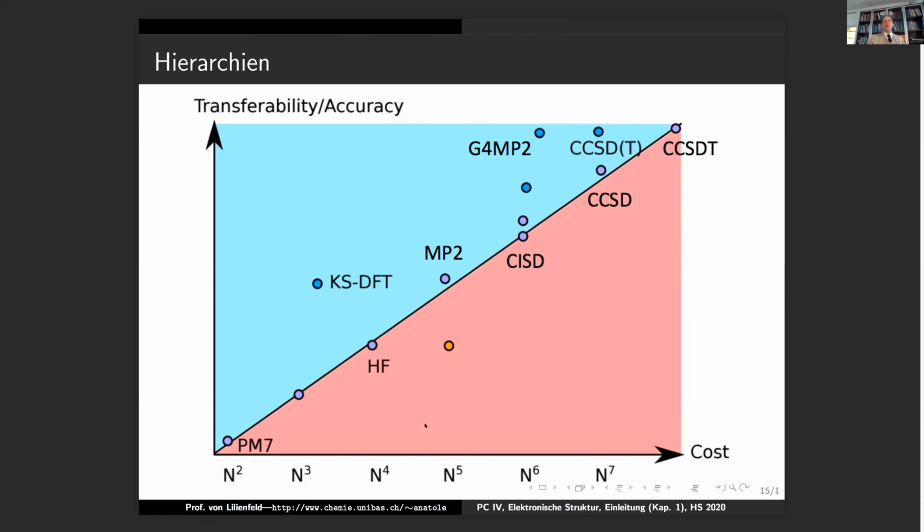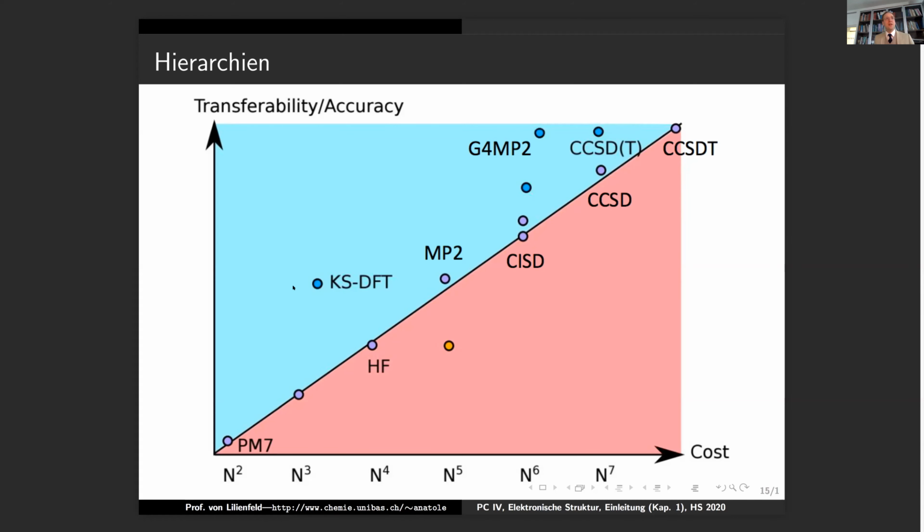And so this is sort of a landscape, if you wish, right? If you are very wealthy, you can move to the right. If you're less wealthy, you can move to the left. Now, if you want to be very accurate, you have to move up. The lower you are, the less accurate you are.